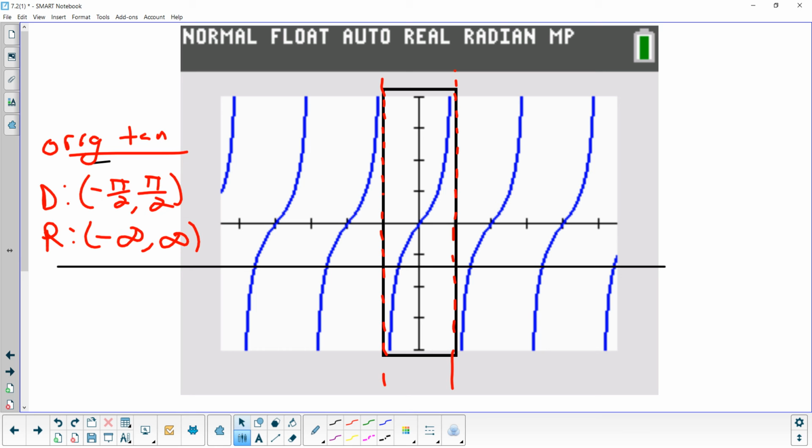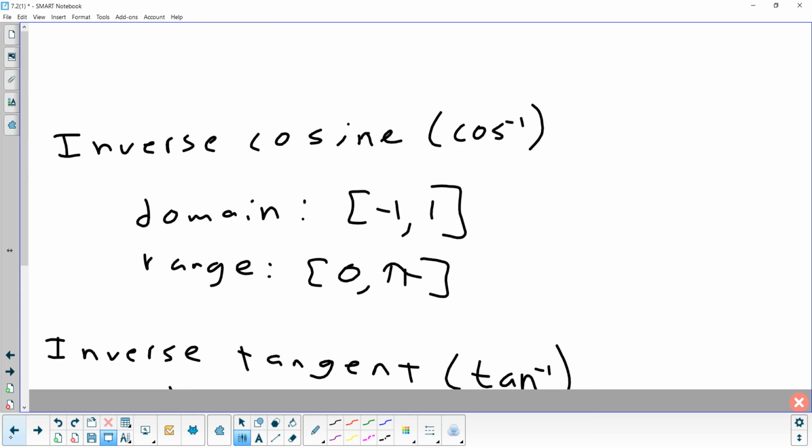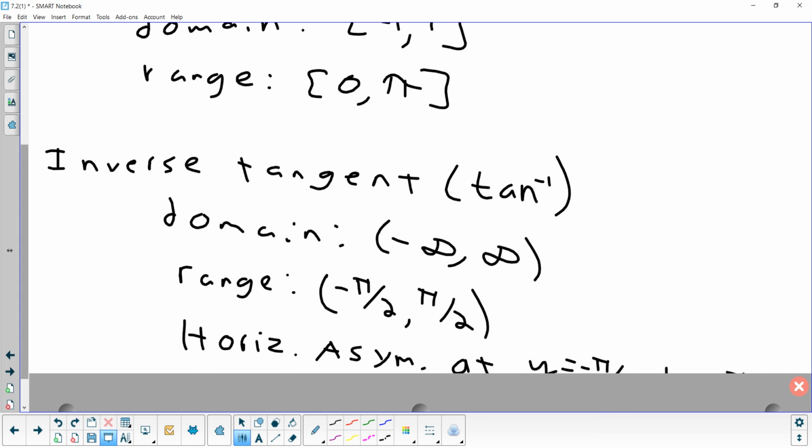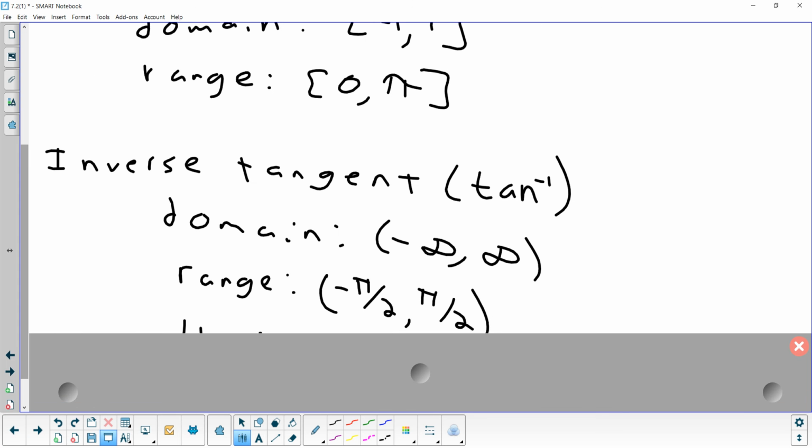And Matt, what's going to happen to this domain and range when I talk about inverse tangent? Yeah, it's going to flip. So when we have inverse tangent, the domain is going to be negative infinity to infinity, and the range is going to be negative pi over 2 to pi over 2. And that's exactly what I have right here. Range, negative pi over 2 to pi over 2. Domain, negative infinity to infinity.